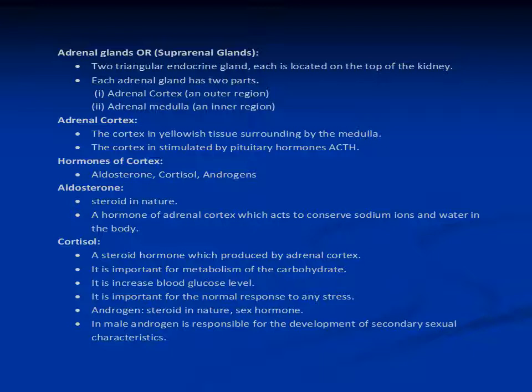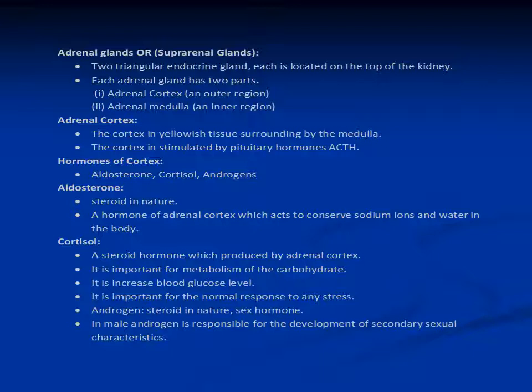Now let's move to the hormones of the cortex. Aldosterone is a steroid in nature, a hormone of the adrenal cortex which acts to conserve sodium ion and water in the body. Cortisol is a steroid hormone produced by the adrenal cortex. It is important for the metabolism of carbohydrate. It increases blood glucose level. It is important for the normal response to stress.